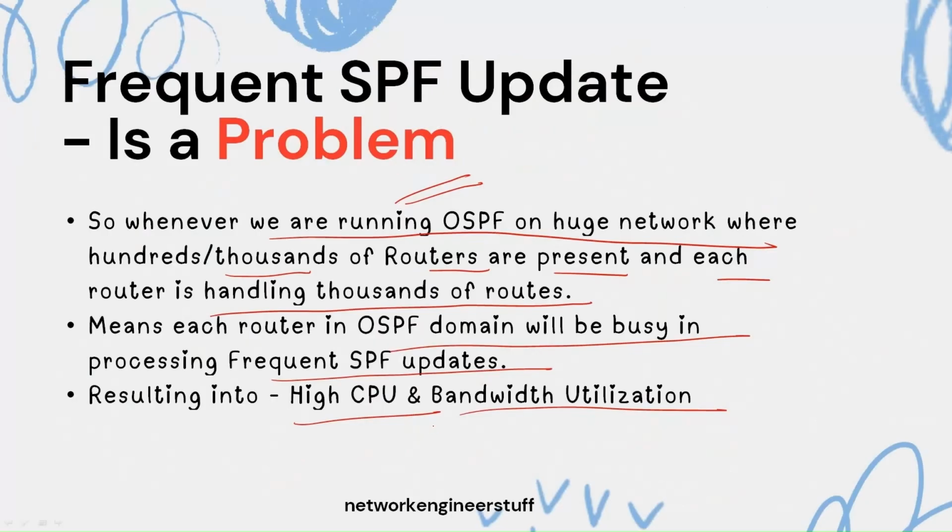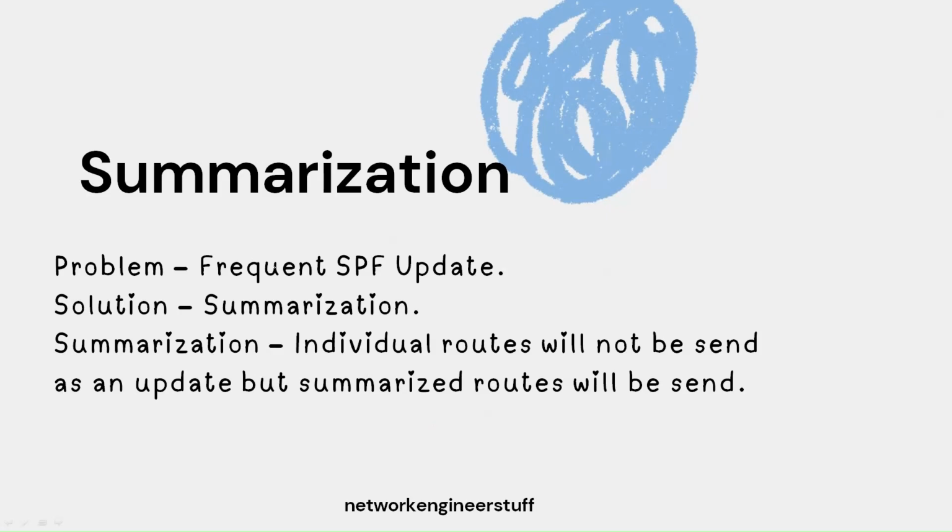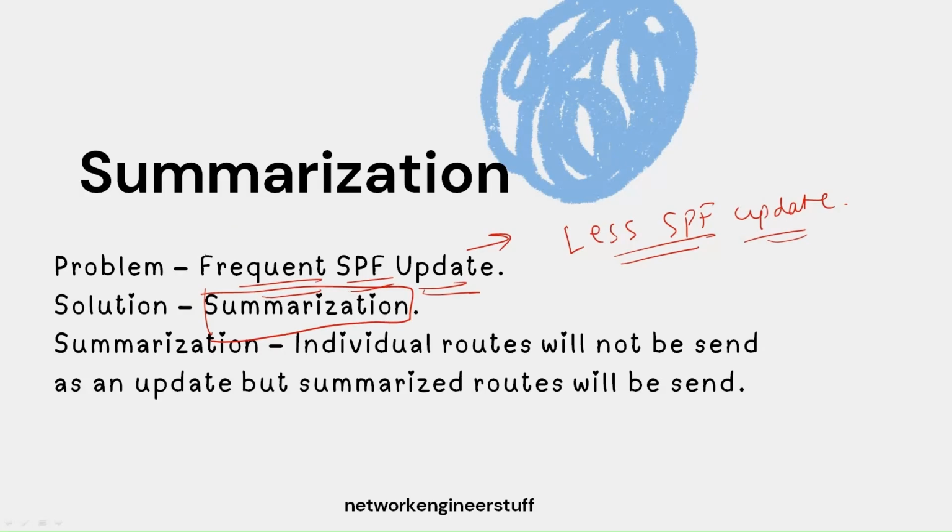Let's move forward with the solution. Now, the problem statement is frequent SPF updates. A simple approach to fix this issue would be: don't send frequent SPF updates. Send fewer SPF updates. This is a logical solution, right? Now, this could be achieved by a simple concept known as summarization.